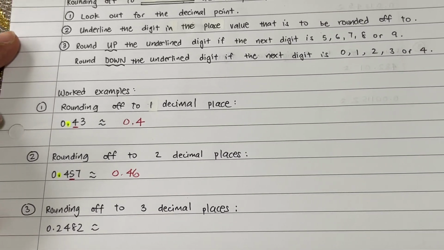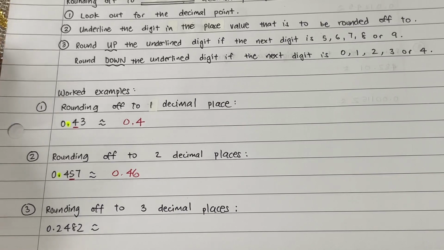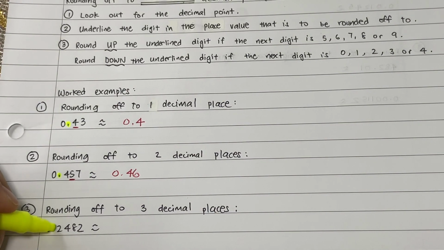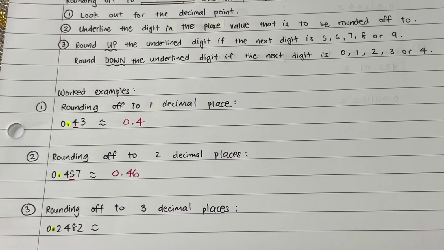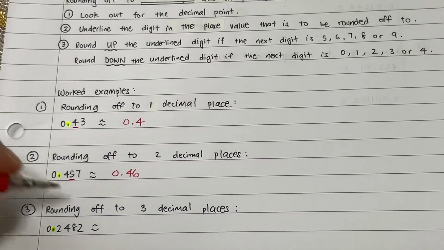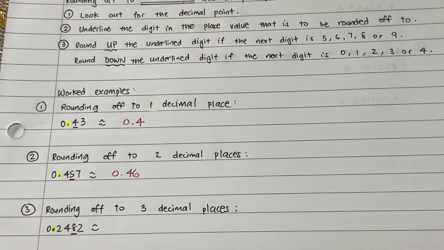Lastly, let's take a look at rounding off to 3 decimal places. And I think by now you will have gotten the hang of it. First step, look out for the decimal point. Okay, so that's what we're going to highlight. Next, we underline the digit in the place value that is to be rounded off to. So 3 decimal places means that after the decimal point, I need to count to the third number. So 1, 2, 3, I will underline 8.